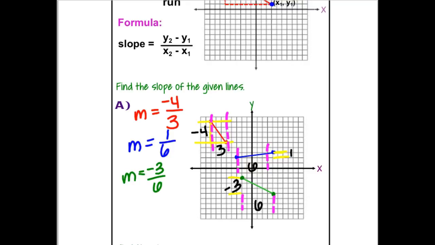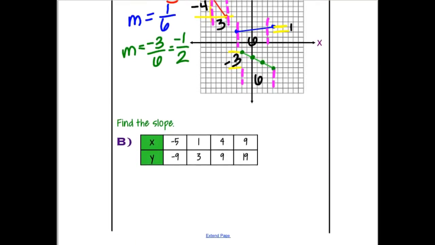Well, what do you notice? I notice that -3 over 6 can be simplified. So that means I always want to simplify. This will be -1/2. And we always want to simplify because then we can take note that if I added extra points in, if I went down 1, right 2, down 1, right 2, I would be able to add extra points on my graph, which does come in handy.